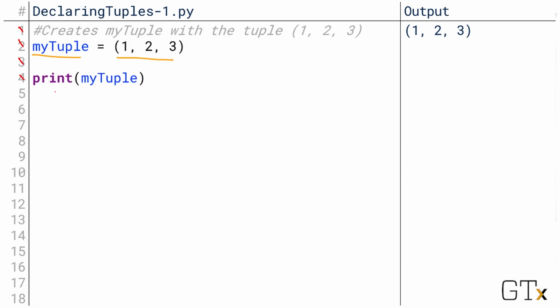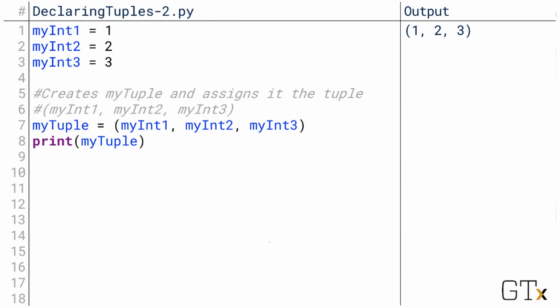Then on line 4, we print the tuple, and we see exactly what we expect, the exact same thing we declared. Here we've declared our tuple with values themselves, 1, 2, and 3. But we can also declare our tuple with variables. So here on lines 1, 2, and 3, we create 3 variables and give them 3 values. They just so happen to match our ones from before.